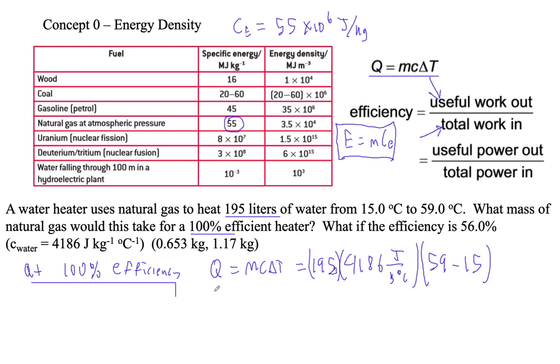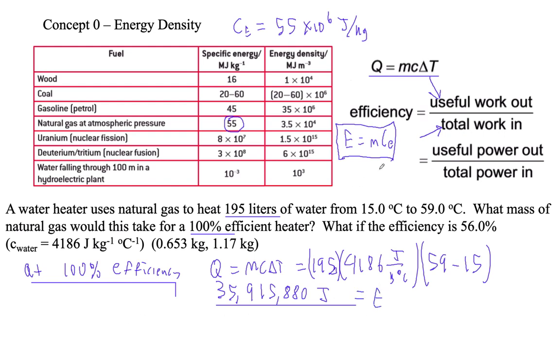So let's figure out the heat needed. 195 times 4186 times (59 minus 15). So the energy needed is 35,915,880 joules. Now, if it's 100% efficient, that's the energy we need, because all the heat coming from the burning natural gas goes into this, which normally isn't the case, but let's go with it. Okay, so that's our energy needed.